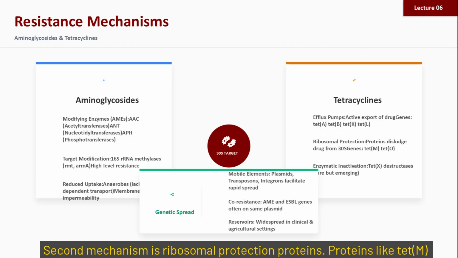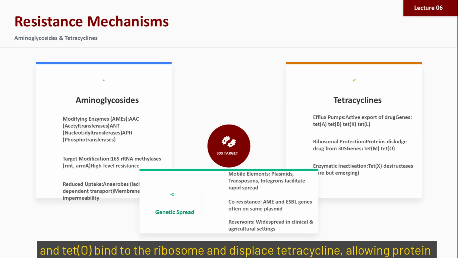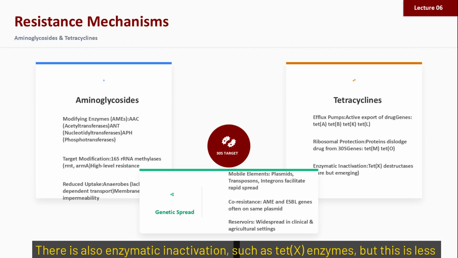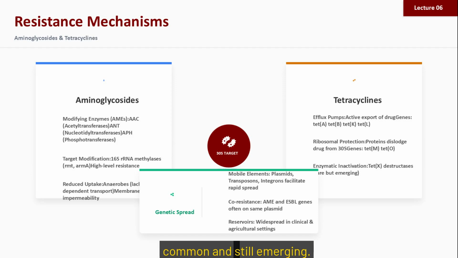Second mechanism is ribosomal protection proteins. Proteins like TET(M) and TET(O) bind to the ribosome and displace tetracycline, allowing protein synthesis to continue. There is also enzymatic inactivation, such as TET-X enzymes, but this is less common and still emerging.